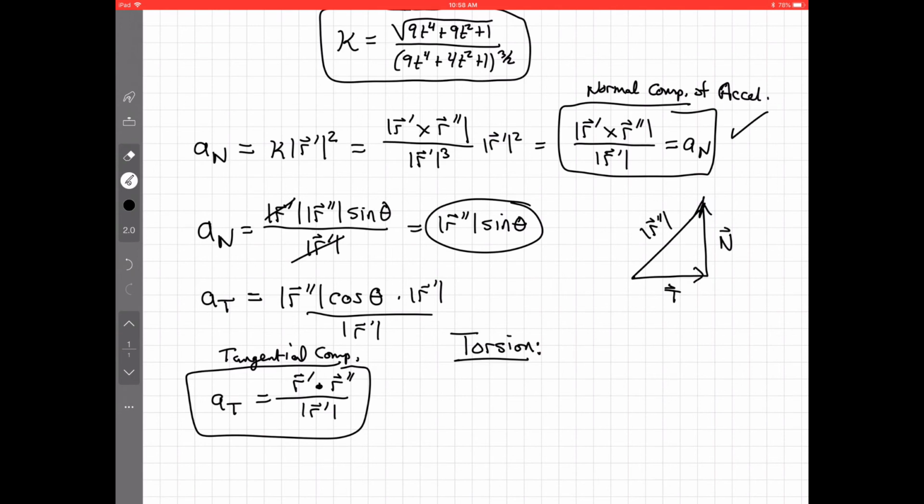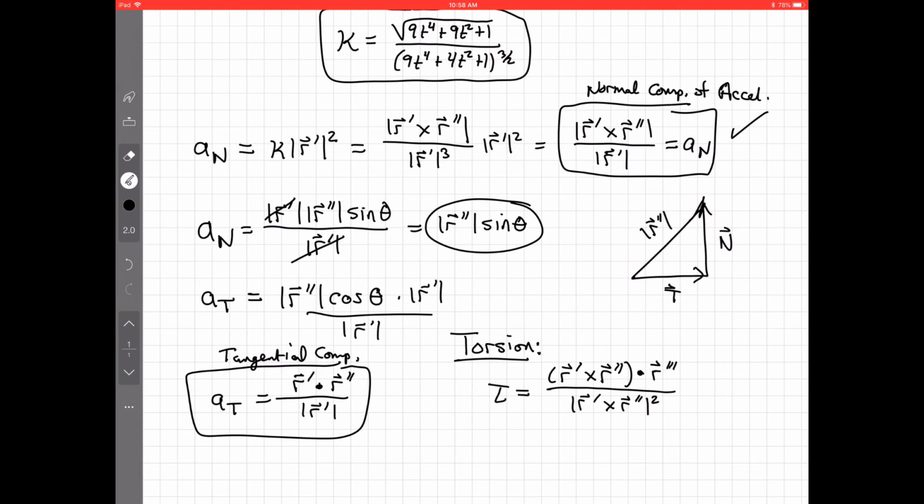Finally, I want to mention torsion also has a nice formula in terms of just the derivatives of r. Torsion, if you think about it, involves a derivative of B involving N, and so it shouldn't be surprising that it actually involves a third derivative, and so here's our formula. It's r prime cross r double prime dotted with r triple prime, all over the length of the cross product of r prime and r double prime, quantity squared. And so the top of that is a triple scalar product, right?